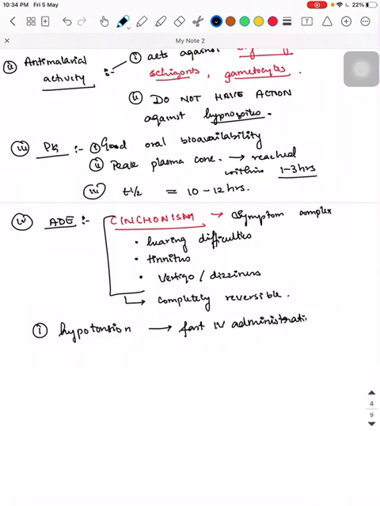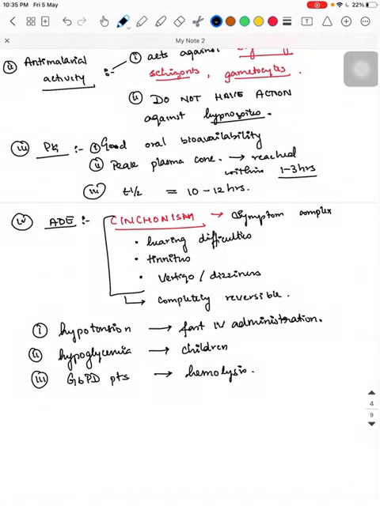It can also cause hypotension following a fast IV administration. It can cause hypoglycemia in children, so the blood glucose levels are checked when the child is on treatment with quinine. In G6PD-deficient patients, it can lead to hemolysis, mainly intravascular hemolysis.